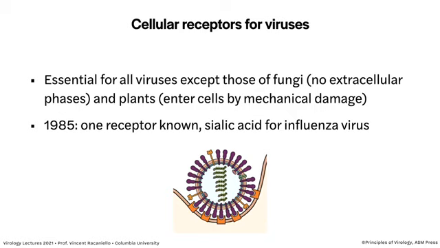But I digress. Cellular receptors for viruses is a relatively new research area. As of 1985, we only knew one receptor, which was for influenza virus, which is illustrated here.